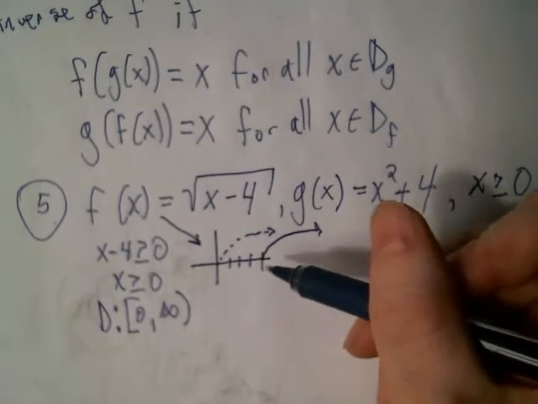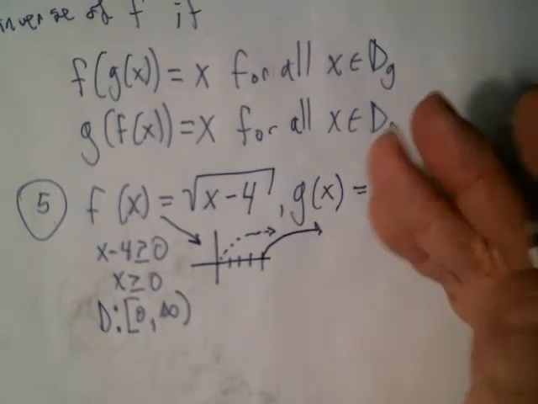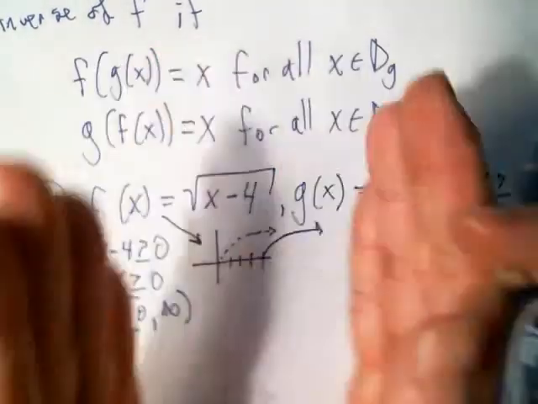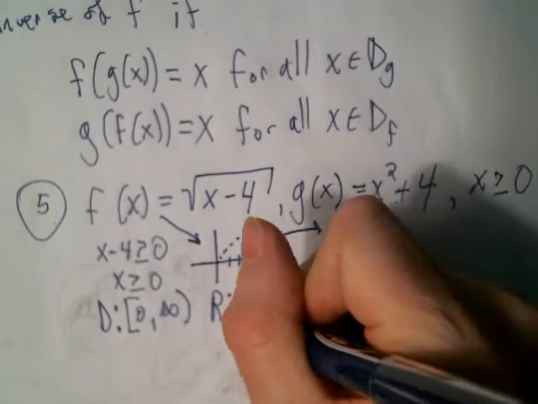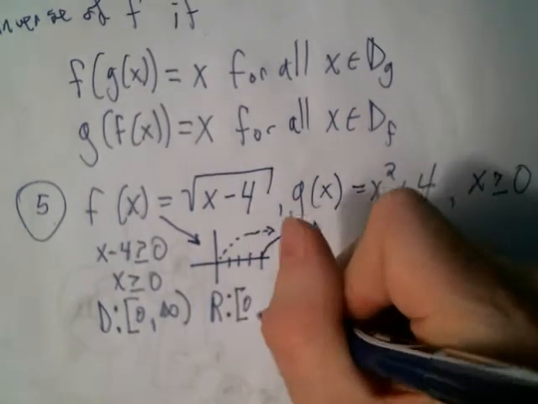So in this case, the range is the possible y values. You kind of think of compressing this graph onto the y-axis, and there would be residue from 0 to infinity again.